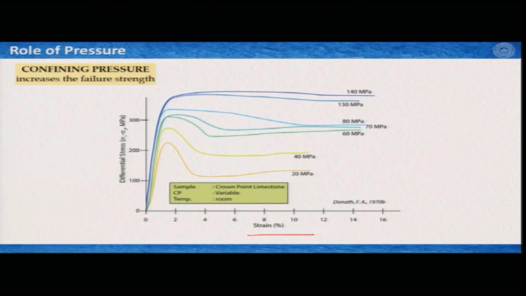So, the sample was a Crown Point limestone that was deformed at room temperature at variable confining pressure. That means the sample was taken to different pressures, different isostatic conditions, and then it was deformed. The isostatic pressure or confining pressure ranged from as low as 20 megapascals to 140 megapascals. You know the pressure conversion with depth, and you can think what depth corresponds to 20 megapascals, and what depth corresponds to 140 megapascals.